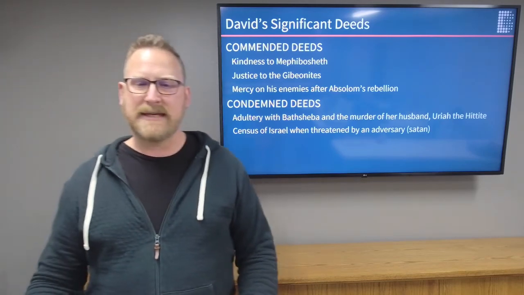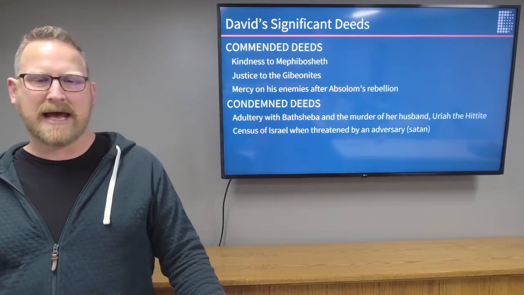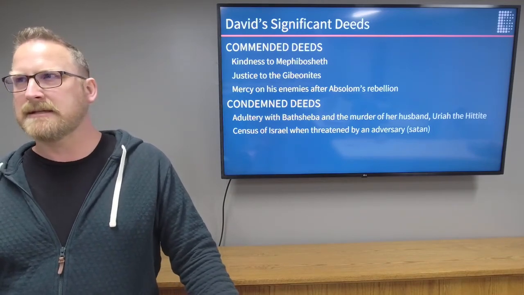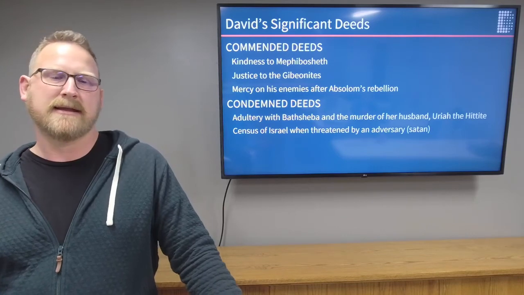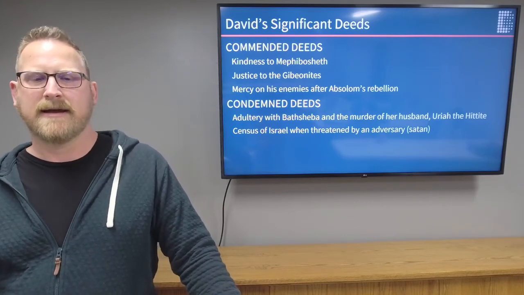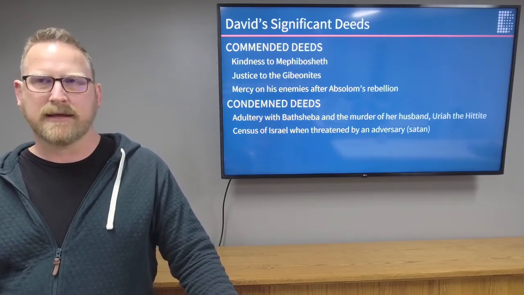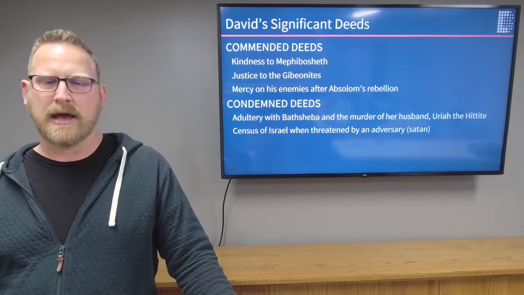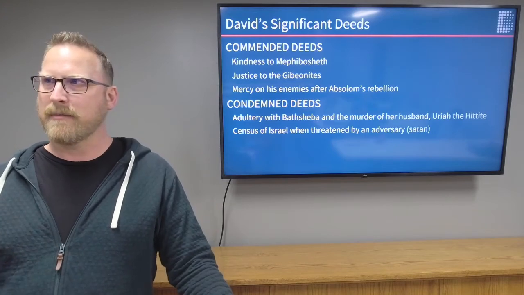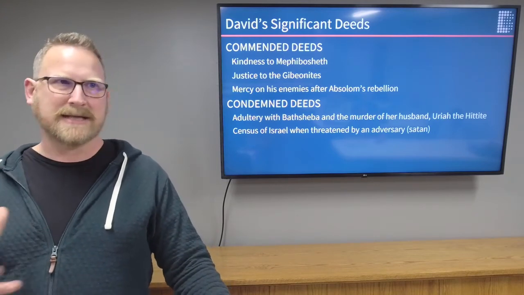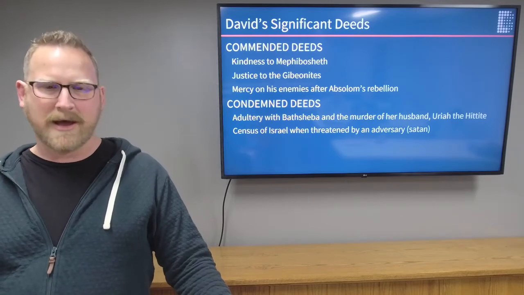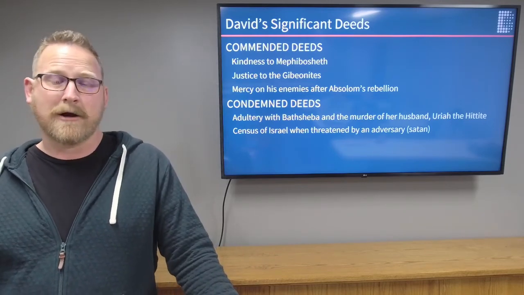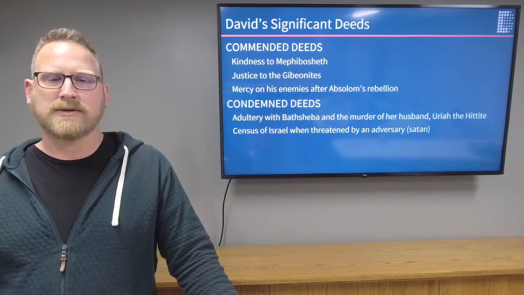So the significant deeds from David's life: his kindness to Mephibosheth, we've talked about. Justice to the Gibeonites. There's a famine at a certain time, and they seek to find out why. They find out that it was because Saul had sought to put to death the Gibeonites when they were actually protected under a vow of Israel to Yahweh back at the conquest. Now remember, when Joshua came in, it was the Gibeonites that pretended to come from really far away, and they made a treaty with them and vowed to Yahweh that they would not conquer them. And because of that, that vow stood.